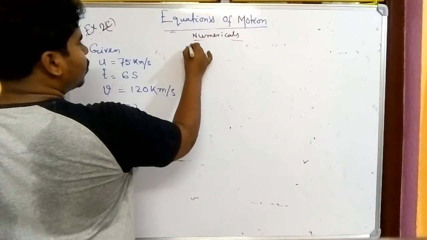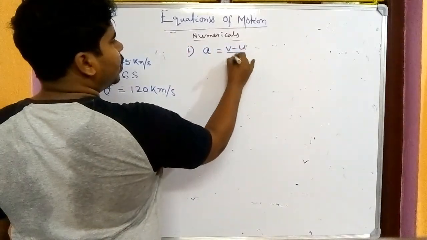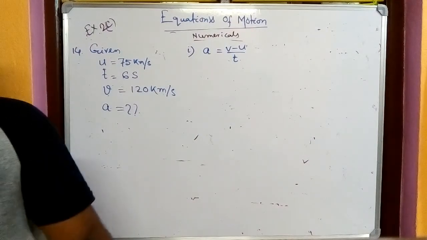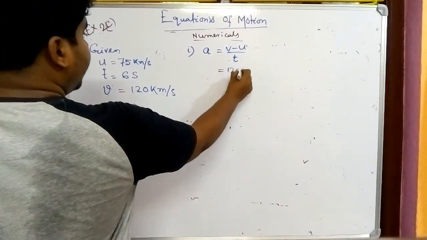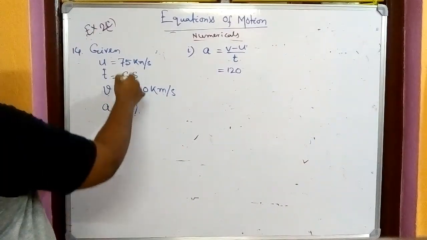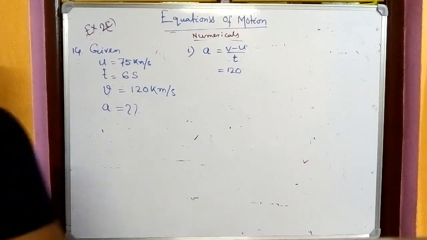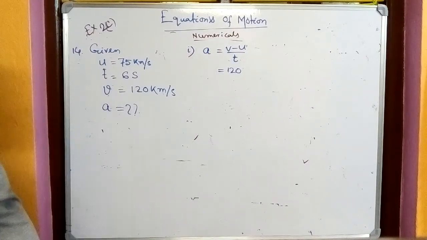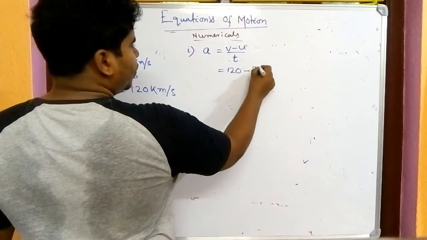If I go this way, we know acceleration a equals (v minus u) by t. Simple equation. So the value of v is given as 120 kilometer per second. Both quantities are in kilometer per second, so we will not change the unit, and the answer will also come in kilometer per second square.